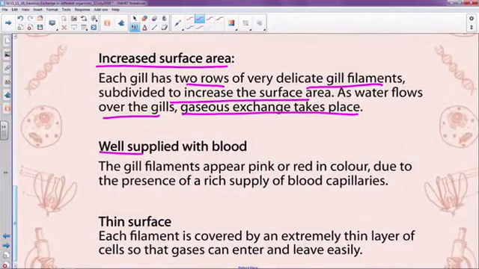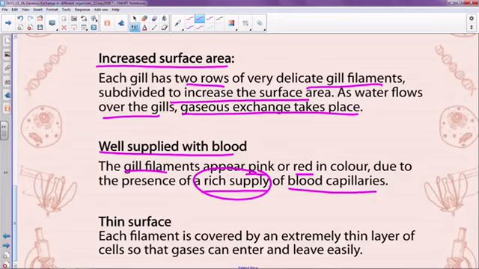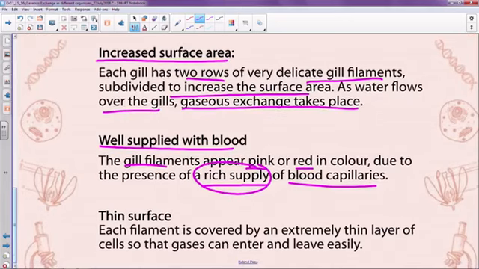The gills are also well supplied with blood, and you'll find that the gill filaments appear pink or red in color due to the rich supply of blood capillaries. Often if you go to a fish market and you want to see how fresh a fish is, you lift the operculum, and the dark red color will indicate the freshness of that fish. It is this rich supply of blood just below the operculum that allows for the efficient exchange and transportation of oxygen. It's also a very thin surface. Each filament is covered by an external thin layer of cells so that the gases can enter and leave rapidly and easily.